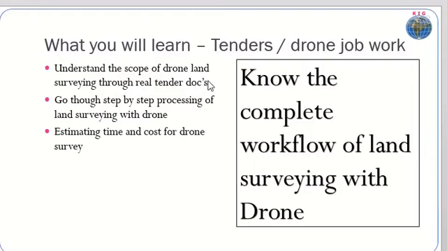You will also go through the drone surveying tender document and understand the scope of work step by step. Estimate how much effort is required, which drone instrument best fits work needs, and how much time it will take to complete the job work. You will go through a complete step-by-step process for estimating and understanding the workflow of the drone land surveying tender. In these courses, you will learn the complete workflow of land surveying with drones.